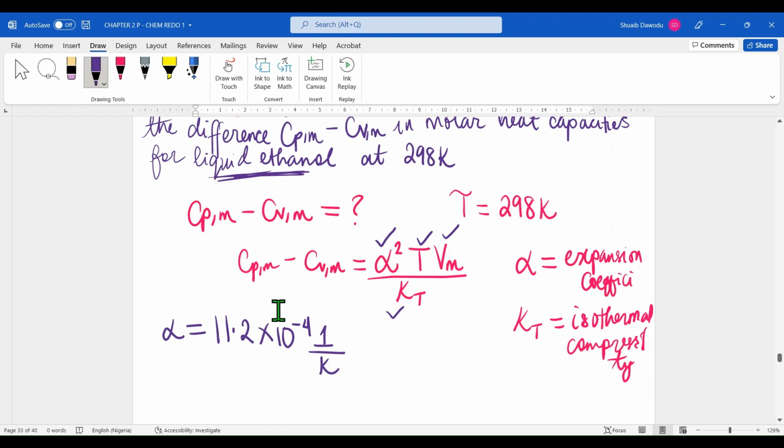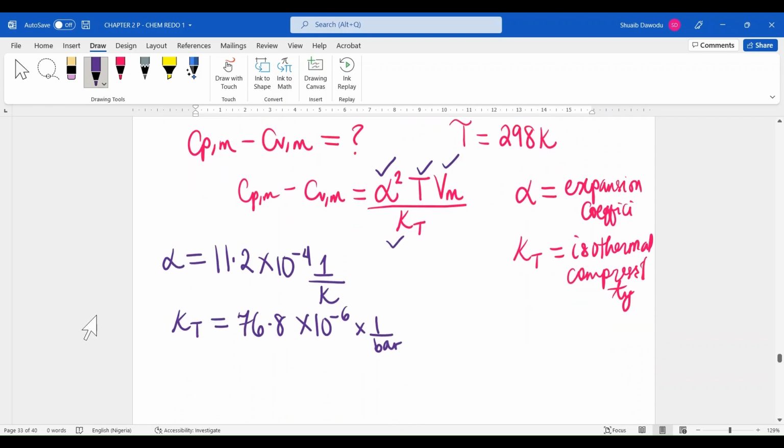So that is basically it. And then you have the isothermal compressibility. According to the research section at the back of the textbook, the value is 76.8 times 10 to the power of negative 6 times 1 over bar, so the unit is just 1 over bar. And this is for liquid ethanol.